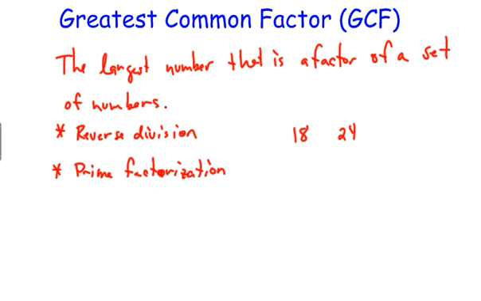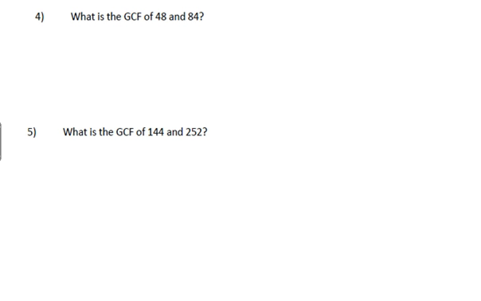So both the reverse division method and the prime factorization method are a systematic way of identifying smaller numbers that are common, meaning all these numbers have that small factor in common. Once you find all the small ones they have in common, you multiply them together, and that gives you the biggest. So the first example is 48 and 84.